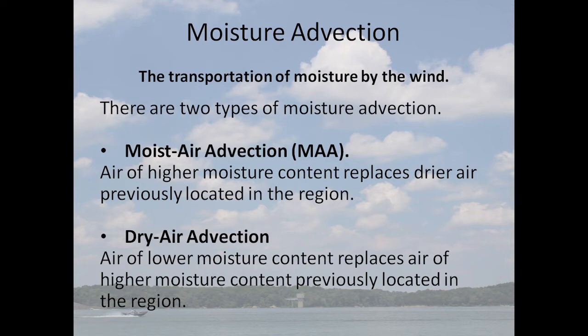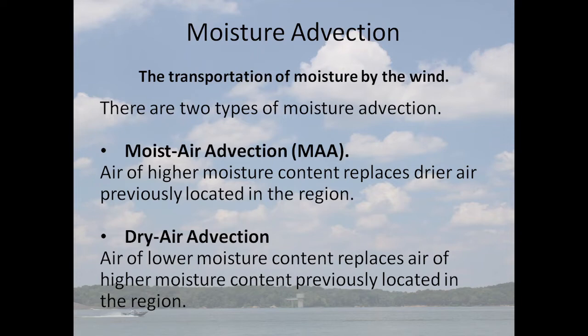Alright, so moisture advection. We were just talking about thermal advection. Now we're going to go to moisture. So, same principles: transportation of moisture by the wind. There are two types of moisture advection: moist air advection and dry air advection. With moist air advection, air of higher moisture content replaces dry air previously located in the region, and then air of lower moisture content replaces air of higher moisture content previously located in the region for dry air advection.